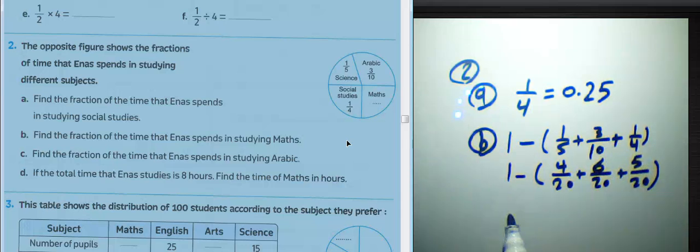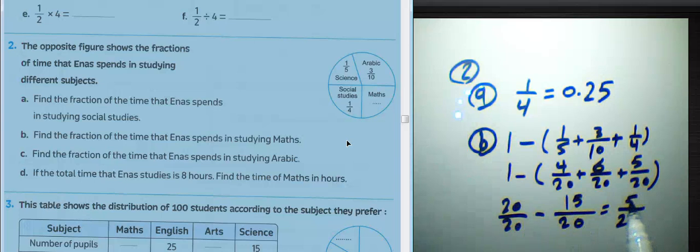And then convert 1 here to be 20 over 20. Subtract by the sum of 4 over 20 and 6 over 20 and 5 over 20. It will be 15 over 20. We can simplify it. Write 20 in the numerator, and 20 subtract 15 equals 5. The result will be 5 over 20.